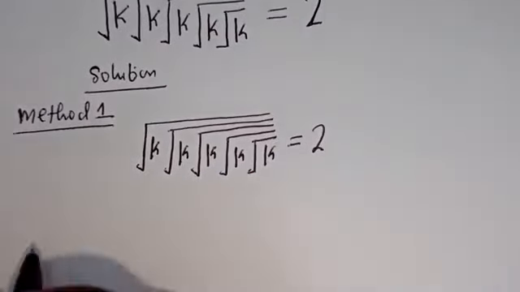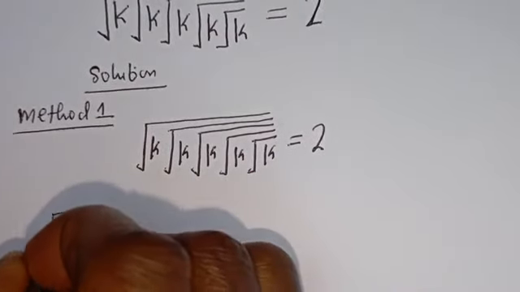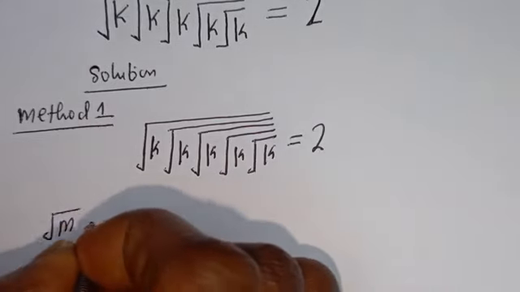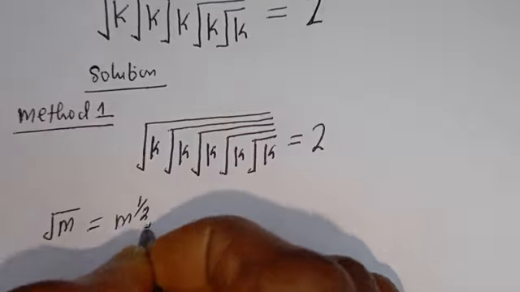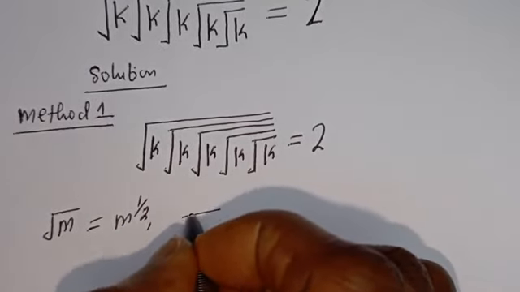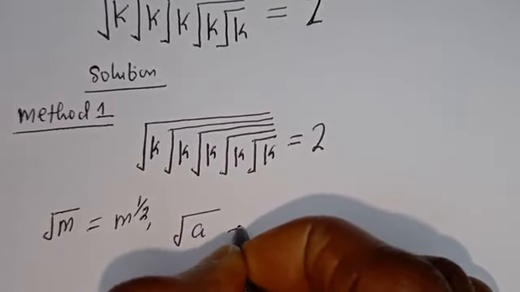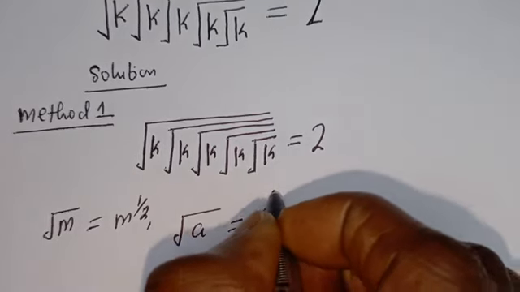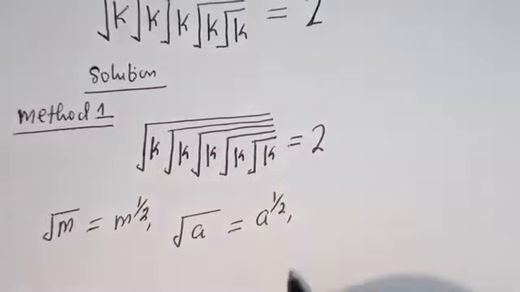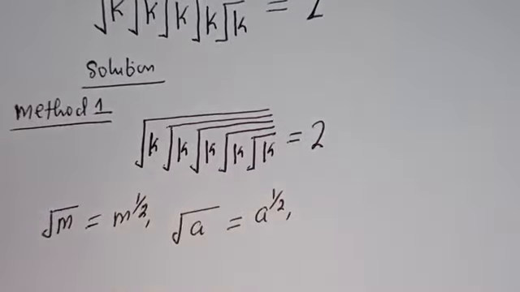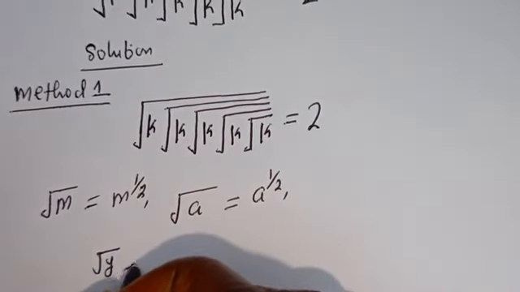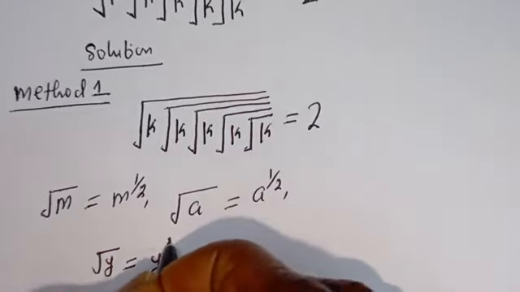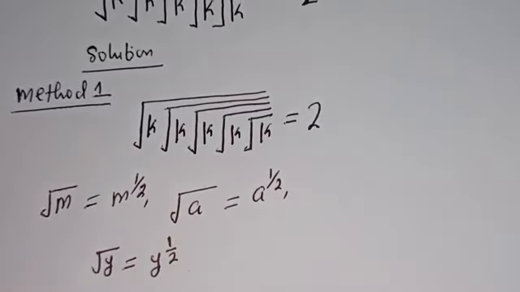Now take note of this: if you have square root of m, this is equal to m to the power of 1 over 2. Also, if you have square root of a, this is equal to a to the power of 1 over 2. And if you have square root of y, this is equal to y to the power of 1 over 2.